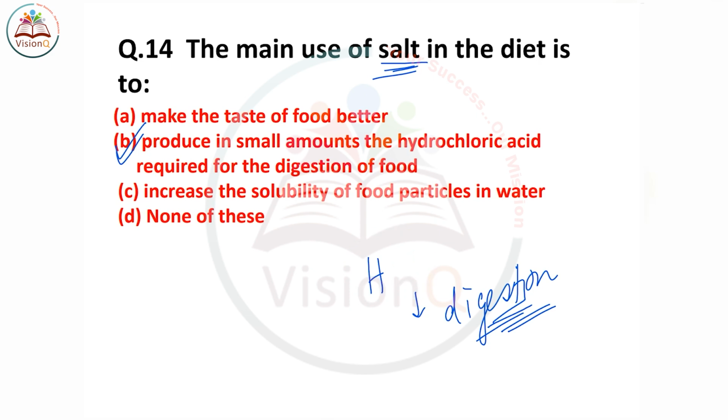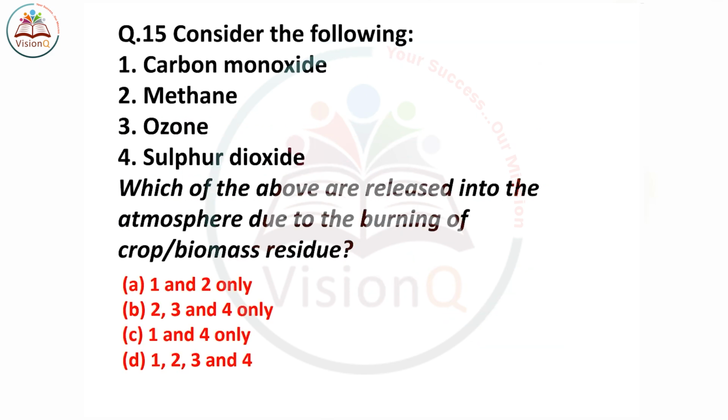Next question, question number 15. Okay, there are 4 gases given here: carbon monoxide, methane, ozone and sulphur dioxide. Which of the above are released into the atmosphere due to the burning of crop or biomass residue?